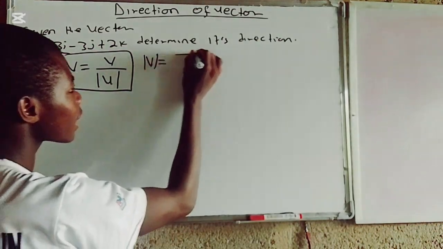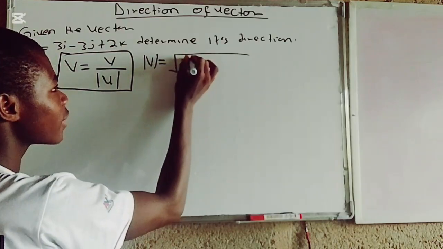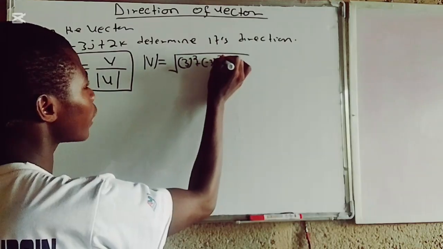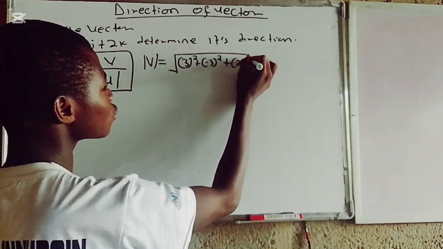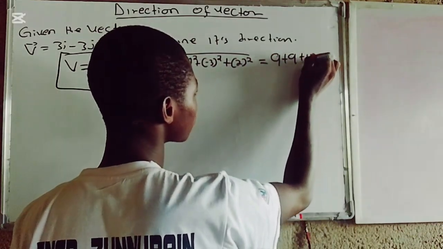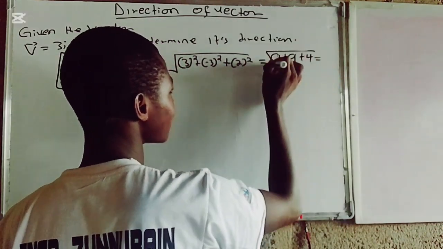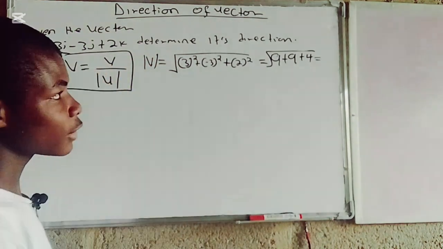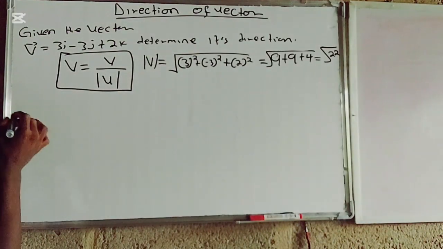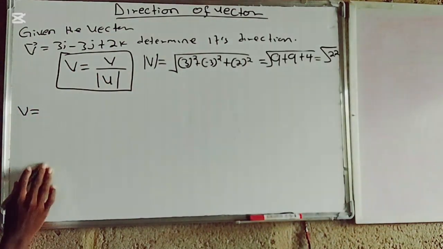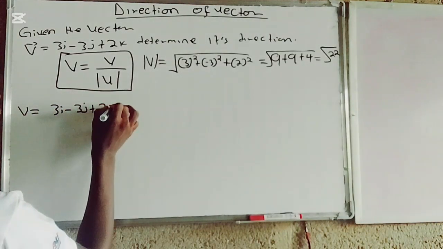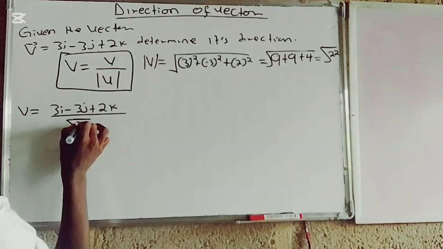Therefore the magnitude of this vector is 3 squared plus negative 3 squared plus 2 squared. This is the same thing as 3 squared, which is 9, plus 9 plus 4. 9 plus 9 is 18, and 18 plus 4 is 22, so the magnitude is root of 22. So using the formula, the direction is the vector 3i minus 3j plus 2k, all divided by root of 22.